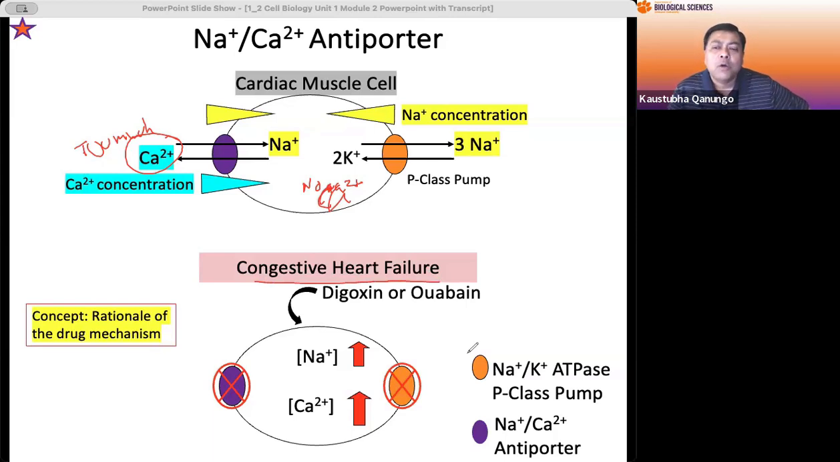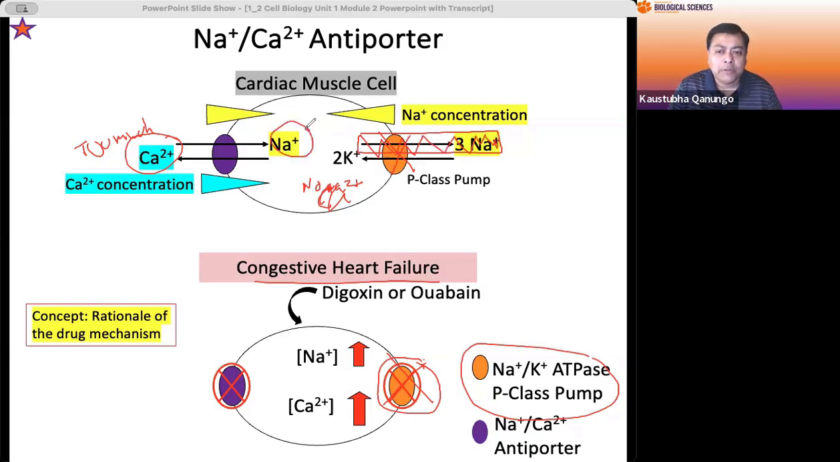In this condition, what are the treatments? What do we do? So what we usually use is digoxin or ouabain. These are the drugs. When they are injected, the drug is an inhibitor of the sodium-potassium pump. So think about it: when it is inhibiting the sodium-potassium pump, sodium is not getting out of the cell. So the sodium concentration is increasing inside the cell.